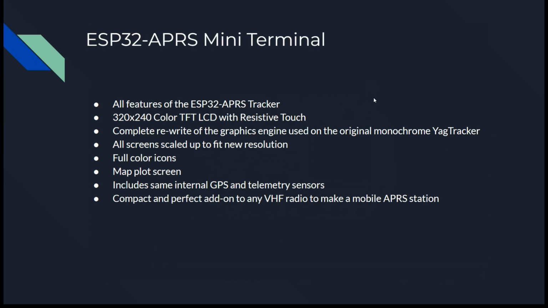And since this is compact and has the TNC and everything built in, it's a perfect addition to just a VHF radio to make a mobile APRS station, much like the Yaesu FTM 400 that just recently was discontinued. This is a good alternative if you don't want to go out and find one of those at a way marked up price.